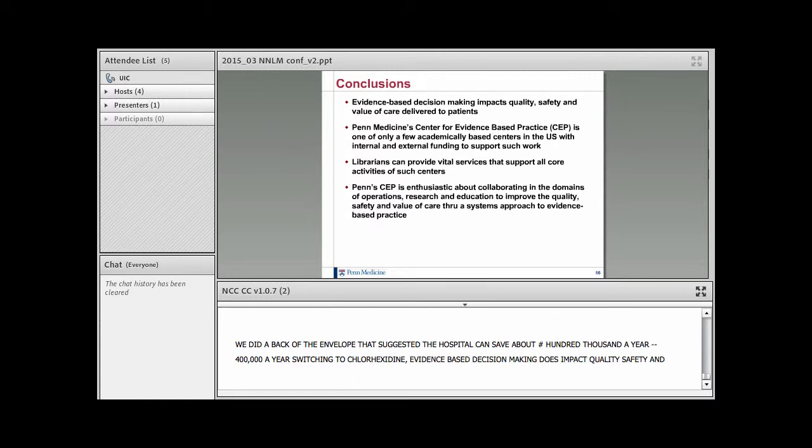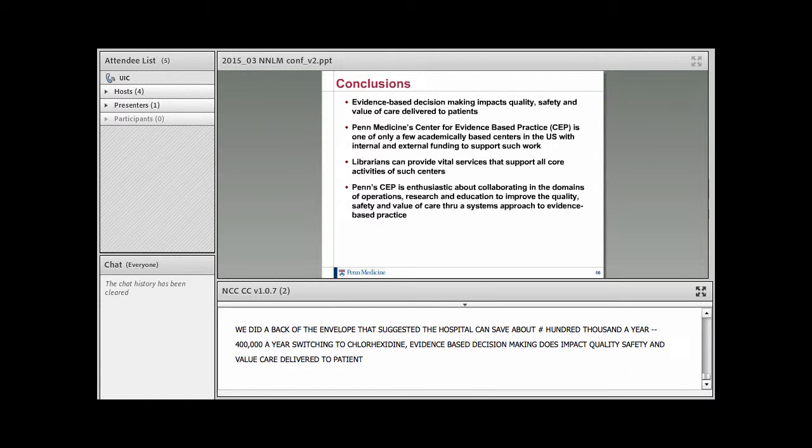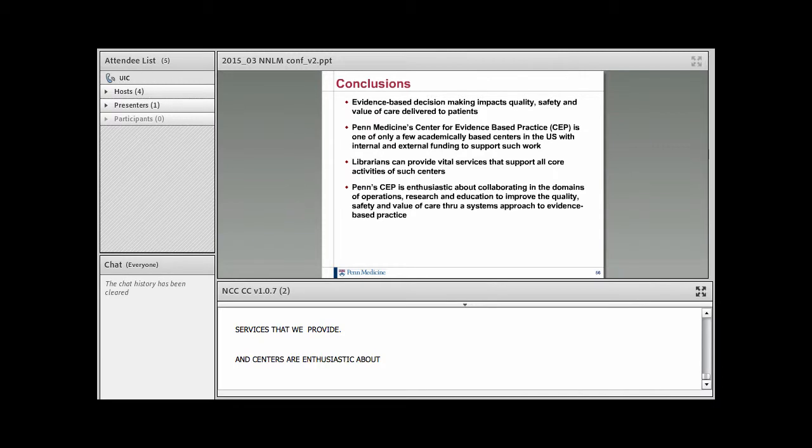Our center is one of the few academically based centers in the U.S. with internal and external funding to do this type of work. Librarians are really close colleagues in all of the services that we provide, and our center is always enthusiastic about collaborating in operations research or education in this space.